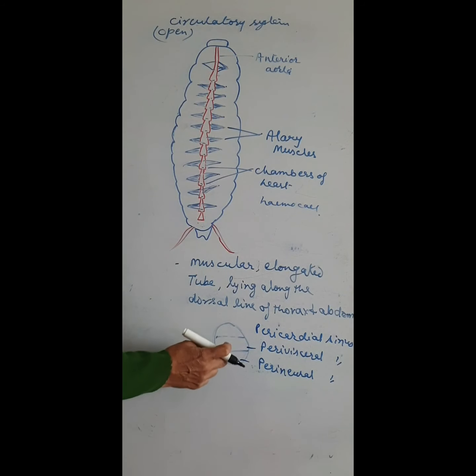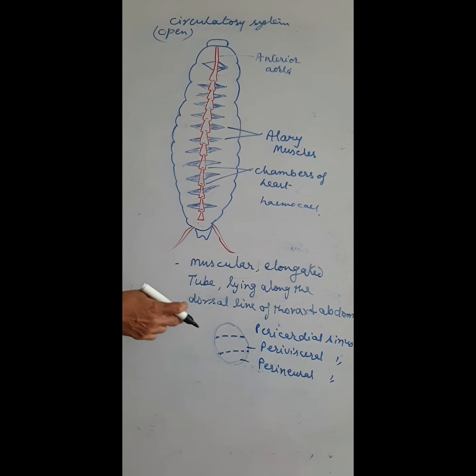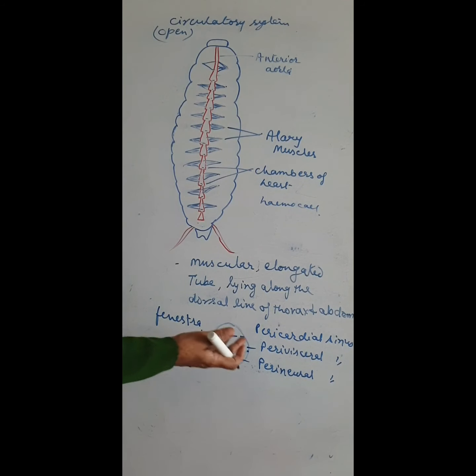This is the diaphragm, and it has the pores. It has 4 pores or fenestrae to permit the flow of lymph. Because the blood is not red, we can call it hemolymph.